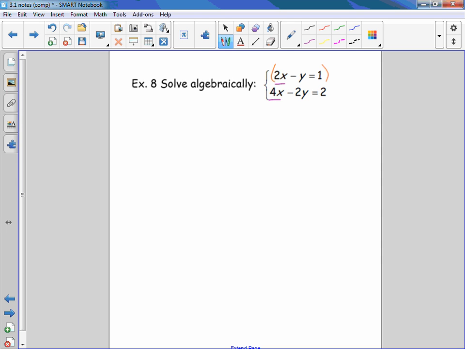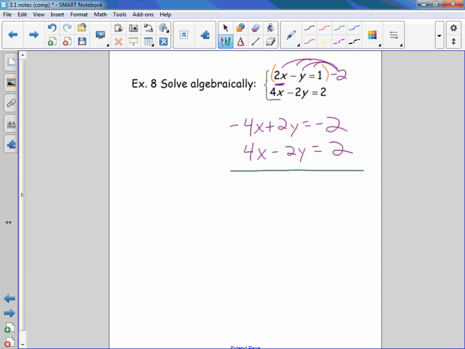My thought process is I could make this 2x become negative 4x pretty easily by multiplying the entire equation through by negative 2. So if I do that, that becomes negative 4x plus 2y equals negative 2. And then that bottom equation, I'm just going to recopy, so that's 4x minus 2y equals 2. If we combine those together, what we'll notice is everything drops out. So we end up with 0 equals 0. So this is a true statement. 0 does equal 0, which tells us that these two equations are actually the same line.